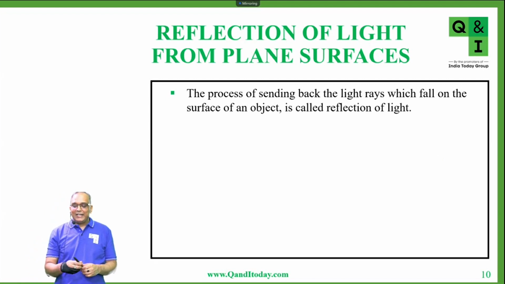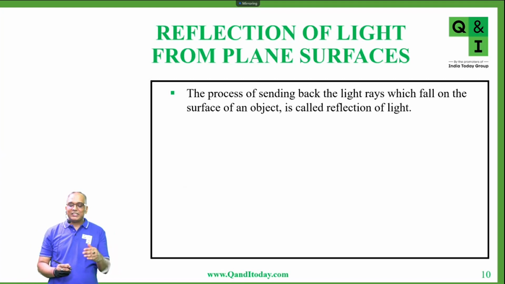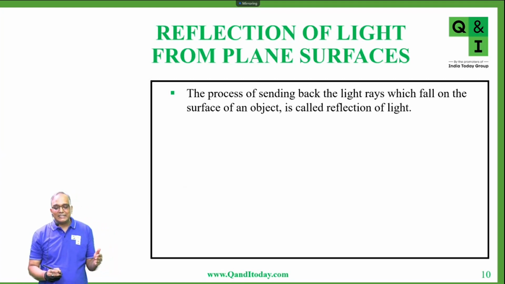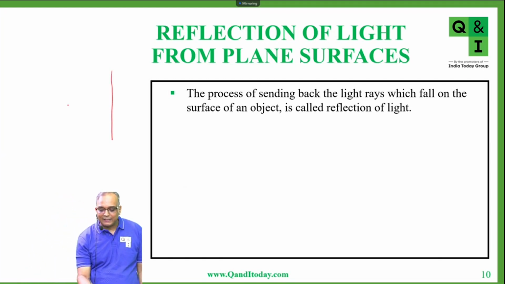Now, let us understand the basic definition of reflection of light. What does reflection of light mean? The process of sending back the light rays which fall on the surface of an object is called reflection of light. So, for example, you have a light ray, right?